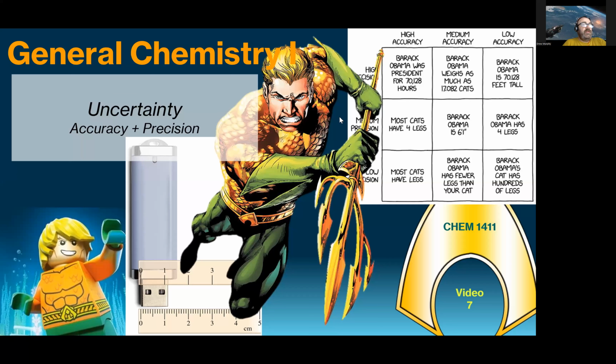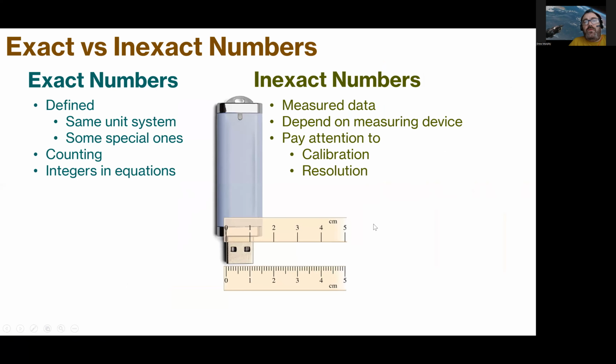Alrighty. In this one, I want to talk about uncertainty. We're going to focus in on accuracy and precision and get a good grasp of what these things are as we do that. We're going to have to start off by thinking about two different kinds of numbers, and that sounds weird, but we have exact numbers and we have inexact numbers.